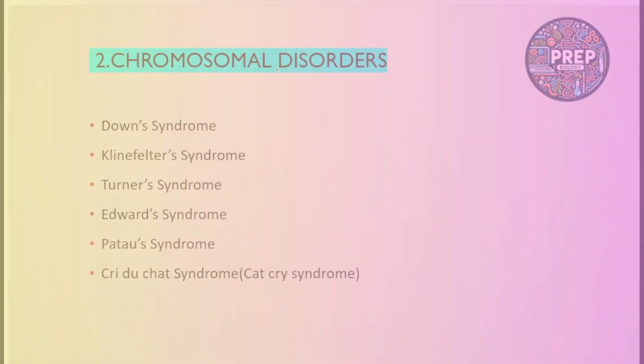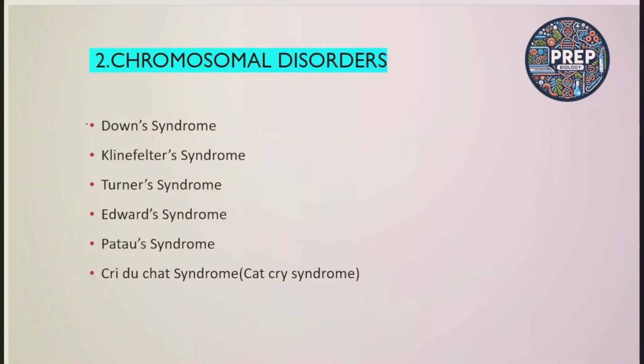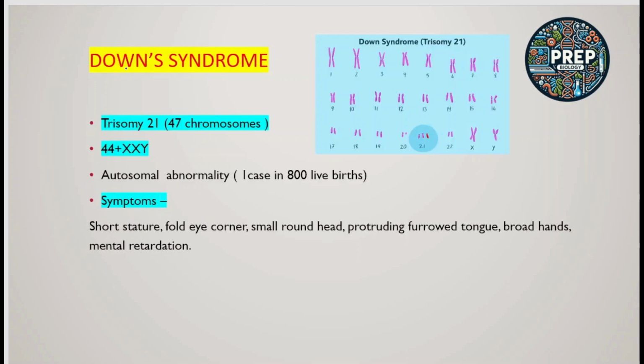Under the chromosomal disorders, we are going to discuss these diseases: Down syndrome, Klinefelter syndrome, Turner's syndrome, Edwards syndrome, Patau's syndrome, and Cri-du-chat syndrome. These are all the syndromes which are in your syllabus. So the first one is Down syndrome.